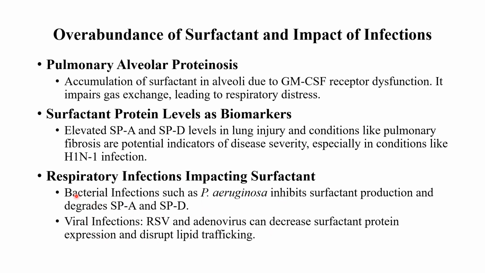We have some respiratory infections that can also impact surfactant. Such of them are bacterial infections caused by Pseudomonas aeruginosa. They can inhibit surfactant production, and they can increase the rate of degradation of SPA and SPD, which we know have immune functions. And then some viral infections like the respiratory syncytial virus and adenovirus can also decrease the expression of the surfactant proteins, and this can disrupt lipid trafficking. So I hope it is clear whether we have excess abundance of surfactant or underabundance of surfactant, we are likely to get a problem.